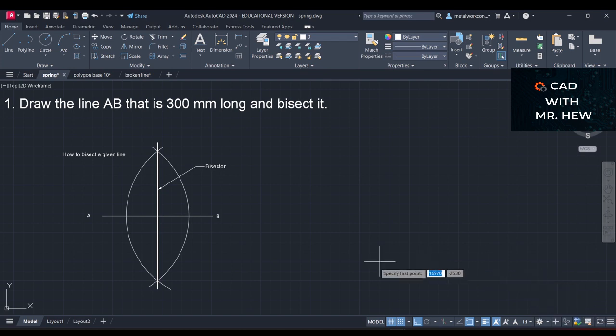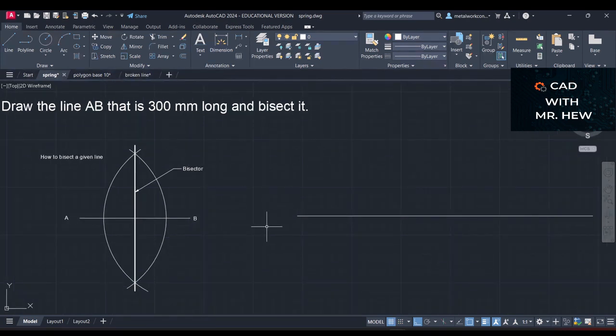So here we have a line AB that is 300 millimeters long, and we're asked to bisect it, right? So the first thing we're going to do is draw the given line AB, which is 300 millimeters long. Sorry, so we're going to select our line, and this must be 300. Enter. All right, so here we have a given line AB, and the length is 300 millimeters long.